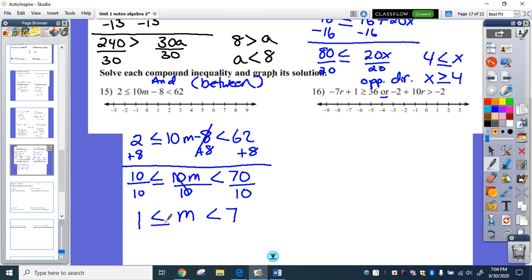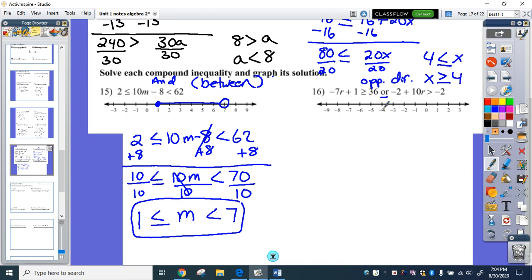So now here's how we graph something that looks like this. On the 1, you're going to put a closed circle because it is less than or equal to. At 7, we get an open circle because there's no bar down here. Because this is an "and" problem, we're going to shade in between those two. Here's how you would write your solution, and that's what your graph would look like. So that's for an "and" problem.